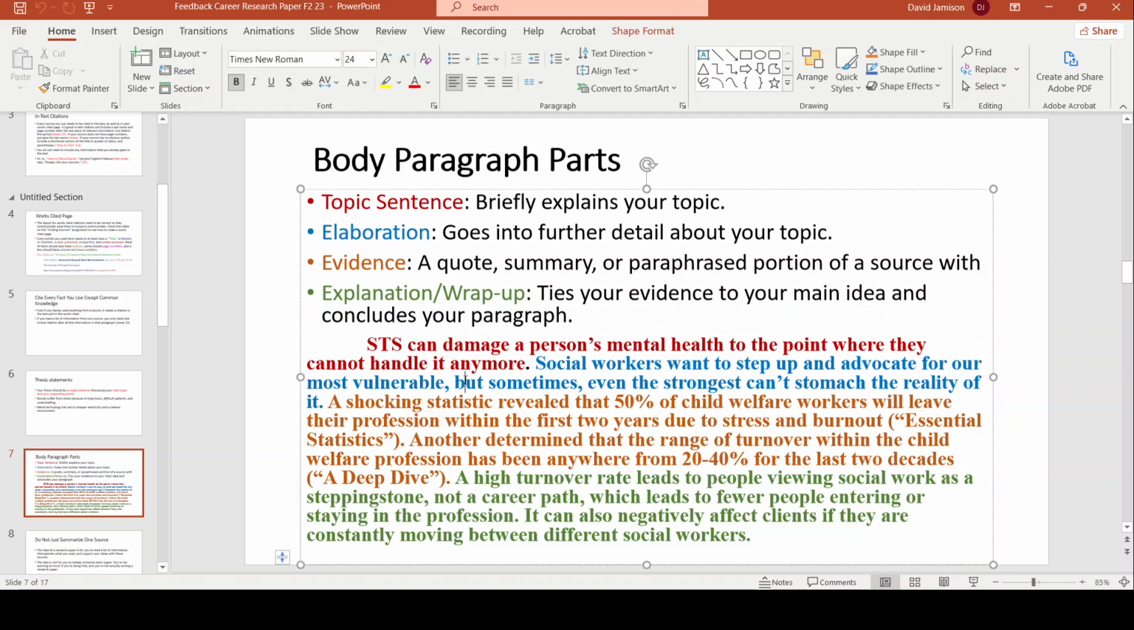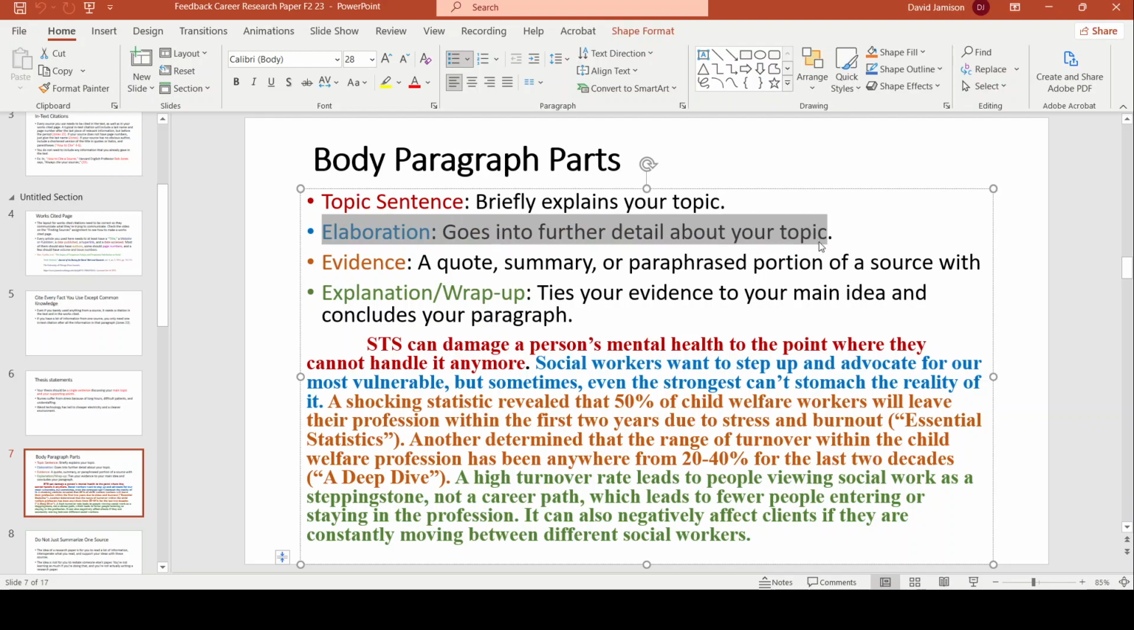So this is an example from our sample paper. You need a topic sentence, briefly explaining your topic. Her topic sentence was, "STS can damage a person's mental health to the point where they cannot handle it anymore."